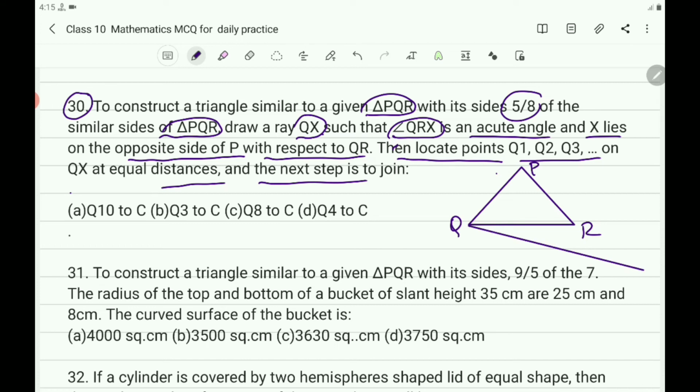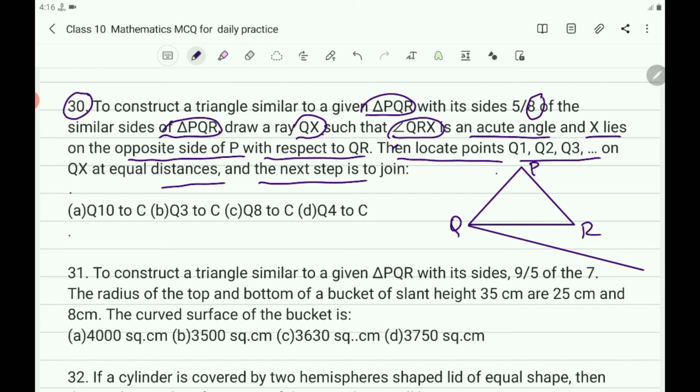And you are locating the points Q1, Q2, Q3. How many points will you locate? You will locate 8 points. Out of 5 and 8, 8 is the greater, so you have to locate 8 points, and then locate points Q1, Q2, Q3 on QX at equal distance.